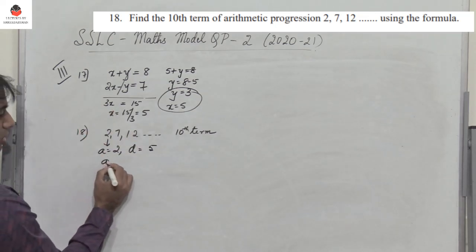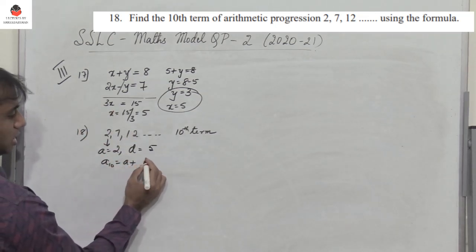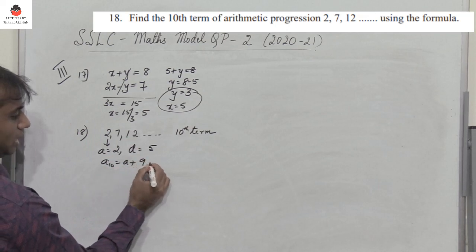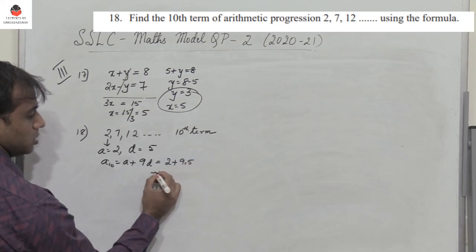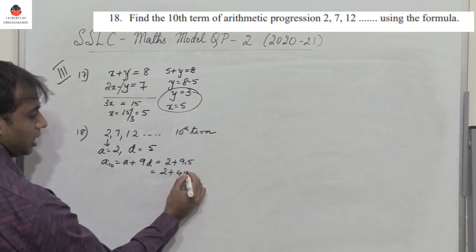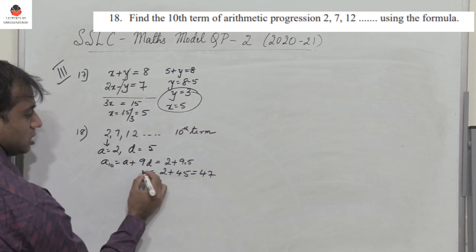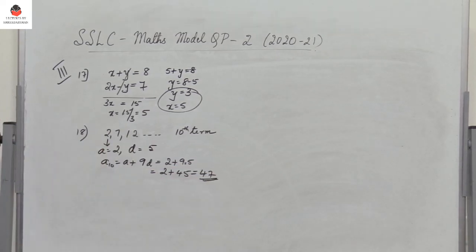And what is a₁₀? a₁₀ is a + (10 − 1)d, which is 9d. So it is 2 + 9 × 5. So 2 + 9 fives are 45. So you get the value as 47. So 47 is the 10th term.